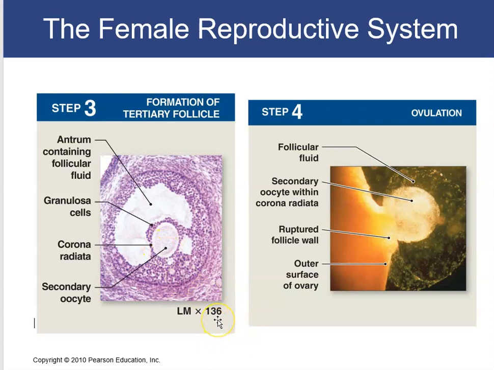Also, look at the magnification now, only 136 times. Here's our secondary oocyte. Again, pretty significant in size. The oocyte and a layer of granulosa cells begin to drift free of the antrum, and it will begin at this stage to look almost like a pimple on the surface of the ovary. These granulosa cells that stay associated with the oocyte are referred to as the corona radiata.